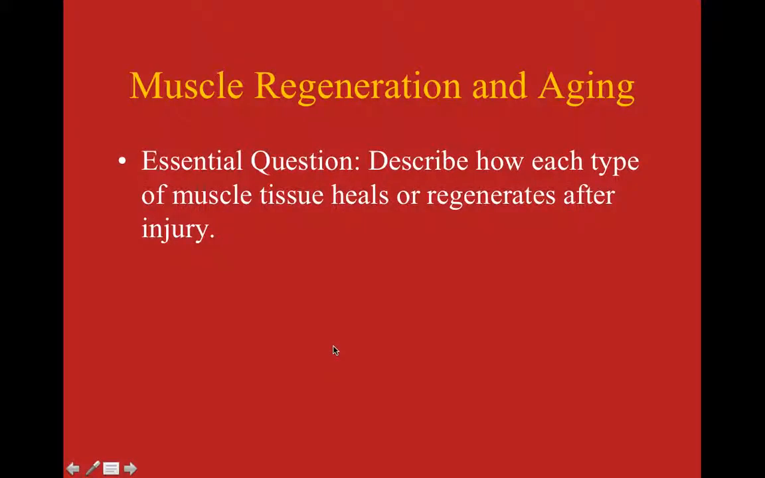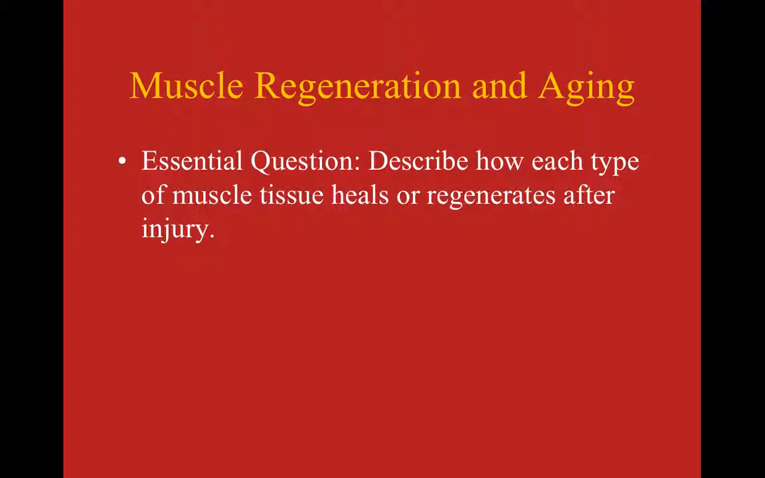Okay, guys, guess what? This is our last section of notes for the muscle system. Yay! This set of notes is about muscle regeneration and aging. So we're going to look at how muscles develop and how they get older, and also what happens if they get damaged. Grab your notebook, write this down on the right-hand side, and let's get busy.